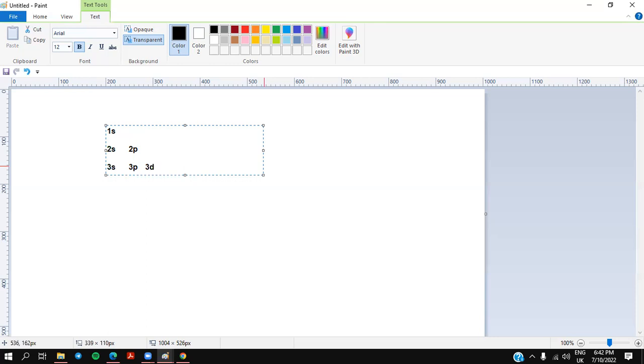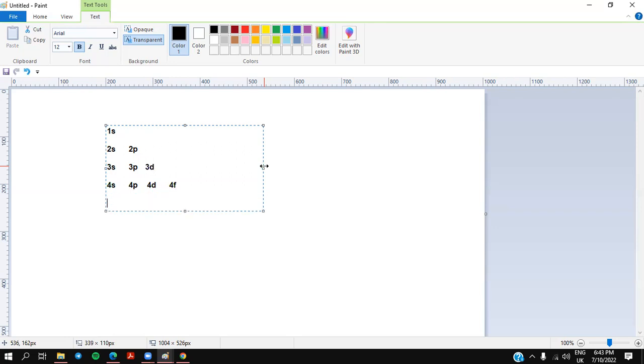3s, 3p, 3d. And then we go to the fourth quantum number, 4s. In the fourth quantum number, there are 4 sub-energy levels: 4s, 4p, 4d and 4f. So: 1s, 2s, 2p, 3s, 3p, 3d, 4s, 4p, 4d, 4f.